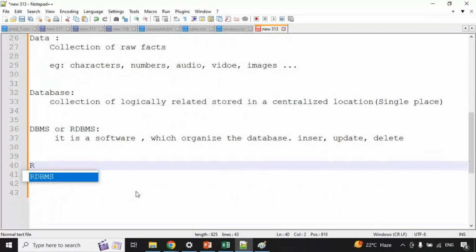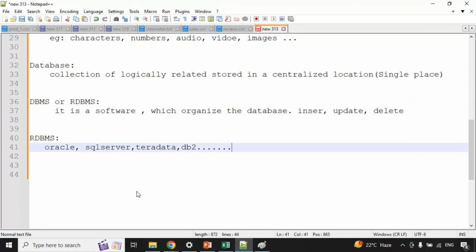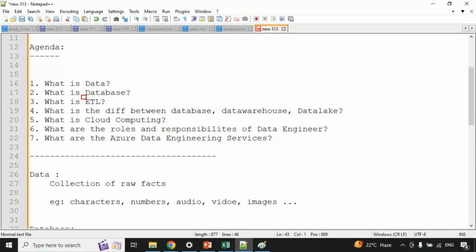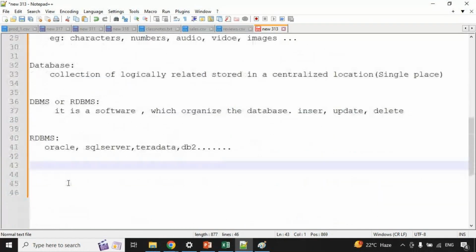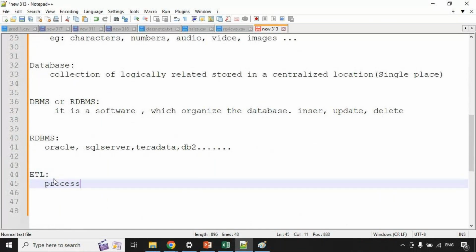The popular RDBMS systems are Oracle, SQL Server, Teradata, DB2. Multiple RDBMS systems are there where we maintain the data in tables, rows and columns. Now next we have to understand one more terminology, ETL. Guys, these are terminologies I'm going to use completely going forward. ETL is a process.